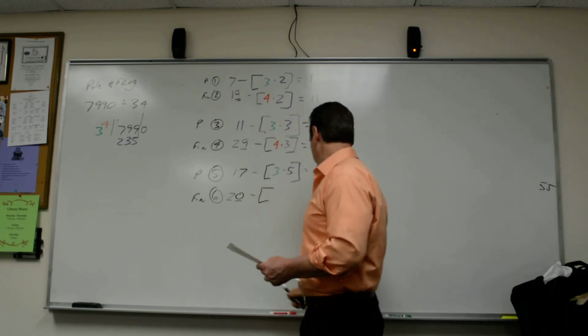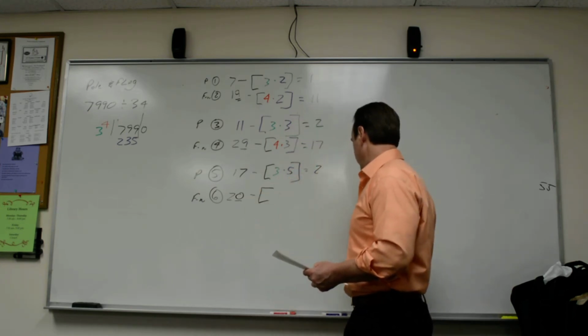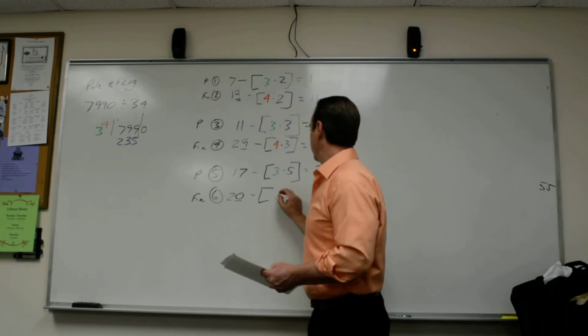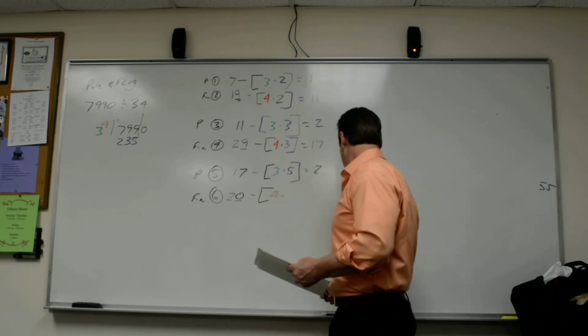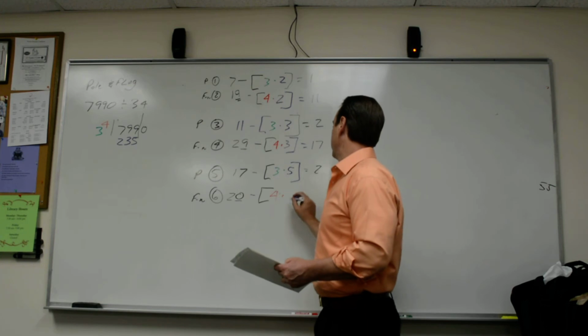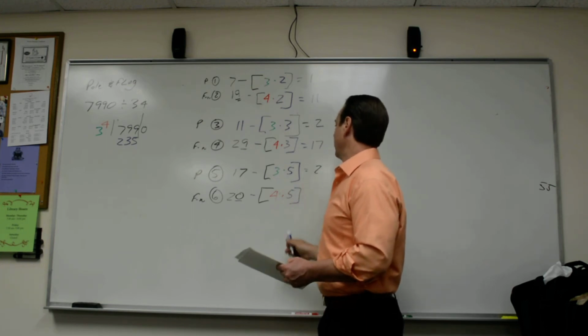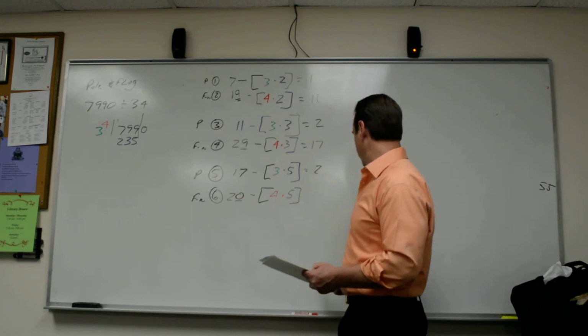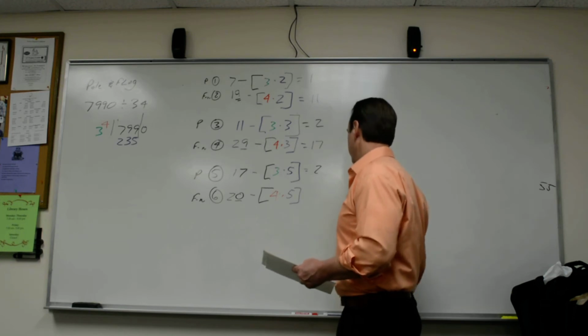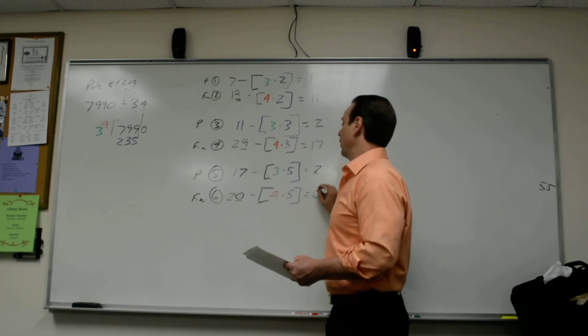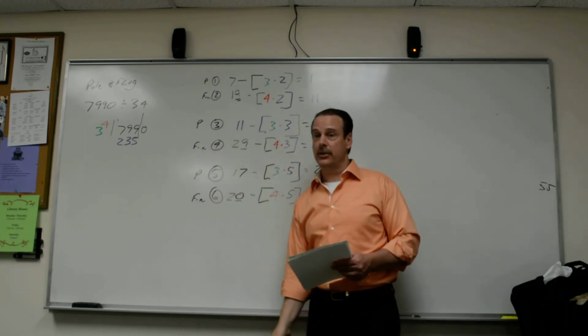Minus, let's get back in here and let's start with the flag. The flag is 4 times 5. That's 20. 20 minus 20 is going to give us 0. All right, this terminated, that's the answer.